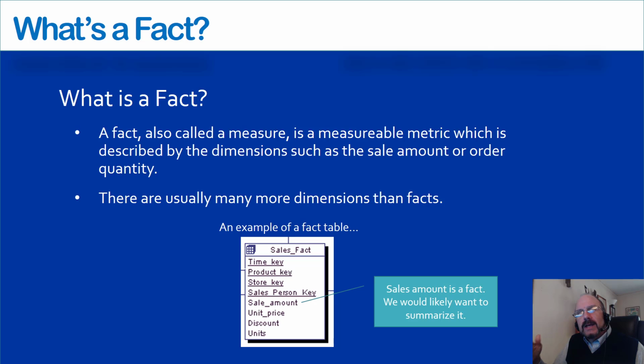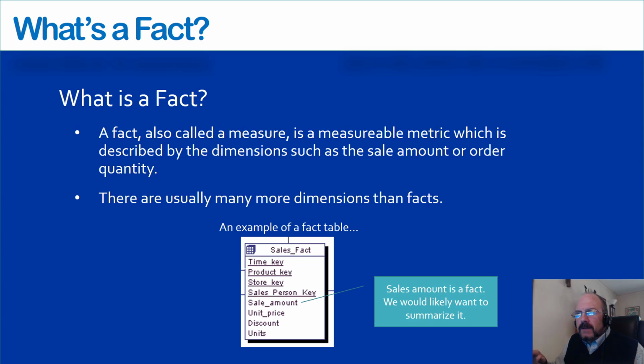So when we think about that, you get these metrics. Things that are measurable numbers are typically facts. Everything else is a dimension. We can see here a sales fact. We have sales amount, unit price, discount. These are all numeric values.